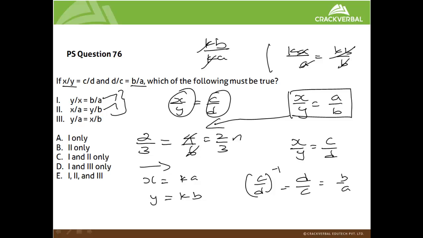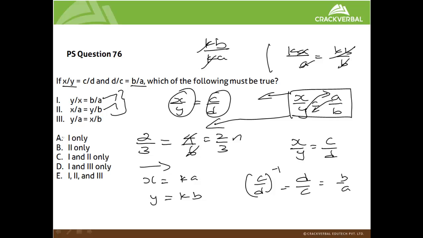Otherwise, if you look at it, it's just simple cross multiplication. According to our calculation, x by y should be equal to a by b. So if you just cross multiply here, you get x over a is equal to y over b. Just cross multiply by a, a comes this side and y goes that side. So in that case, you will have x over a is equal to y over b. That means statement 2 will also always be true.